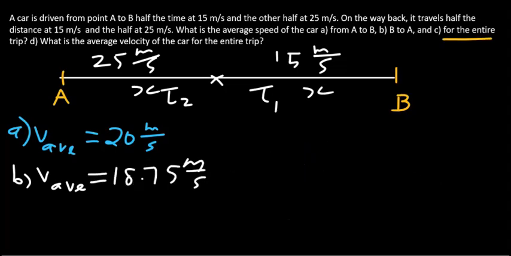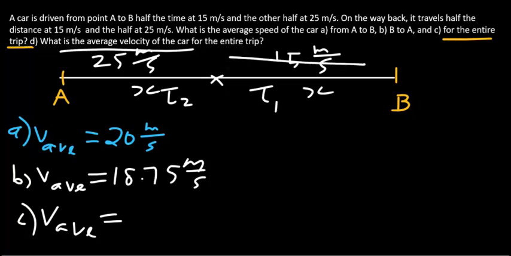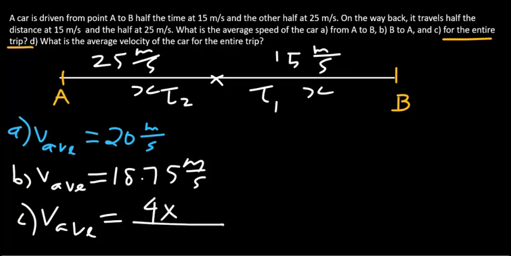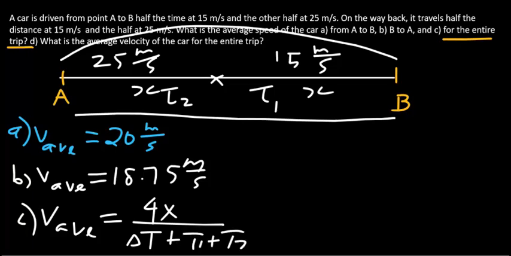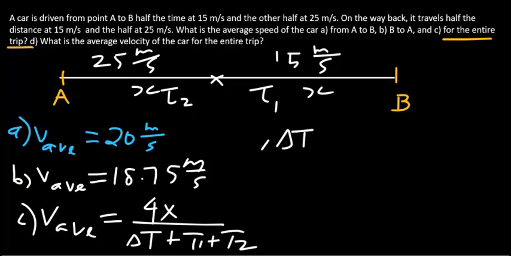Part C. For the entire trip, what is the average speed? So for the entire trip, the average speed is the total distance traveled. The total distance is, let's say this is x, that is x, that is x, that is x. So it's 4x altogether, over the total time. If you recall, the time to go from A to B was delta t, plus the total time it takes to go from B to A, which is t1 plus t2. So first let's determine delta t.